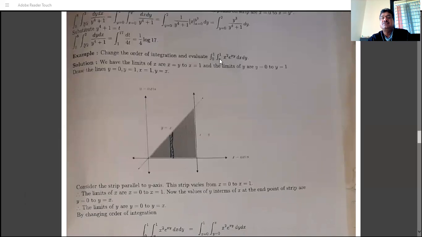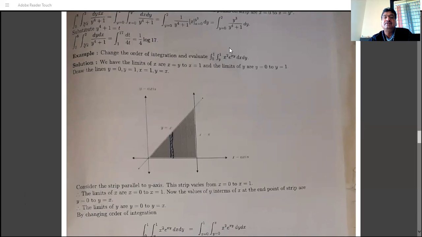So draw the figure. x equal to y, or y equal to x, is this line. Then x equal to 1 is this line, parallel to y. Here I said x equal to 5, the correction is x equal to 1. x equal to 1 is this line. And y equal to 0 means the x axis, and y equal to 1 means this line. So the area bounded by these straight lines is this shaded region.